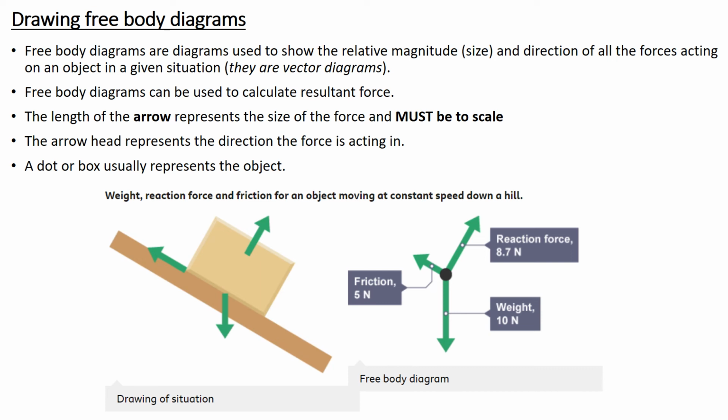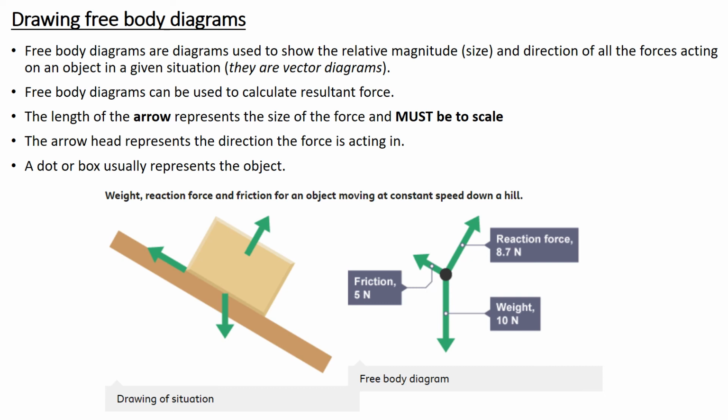The shelf is slipping, and therefore there is going to be a resultant force. There will come to a point where the shelf tilts enough that the box will then move. So the box itself has got weight, and as we know, weight is always in the direction of gravitational field strength. There is going to be friction between the bottom surface of the box and the shelf, and there is going to be a reaction force of 8.7 newtons pushing up from the shelf onto the box.